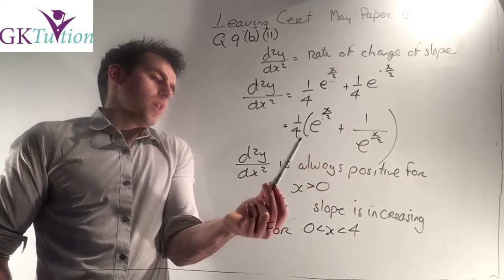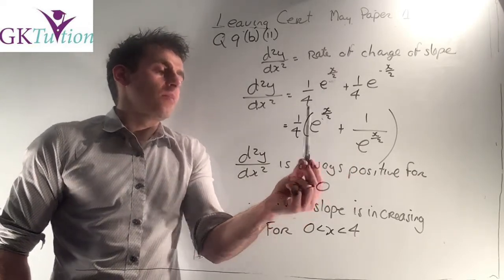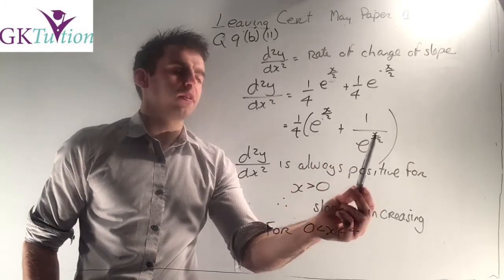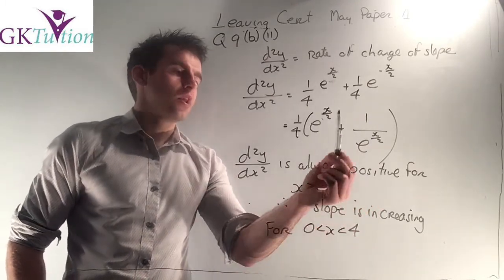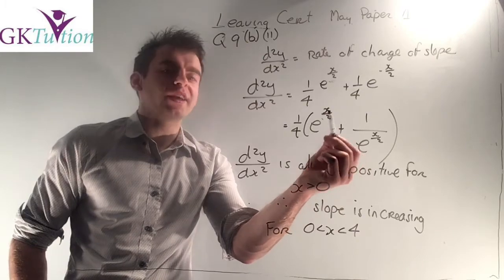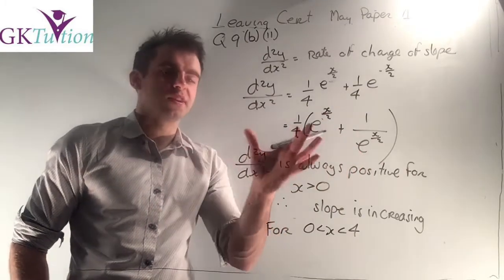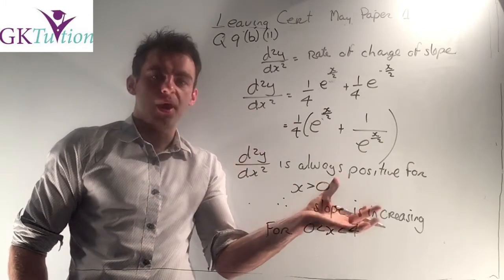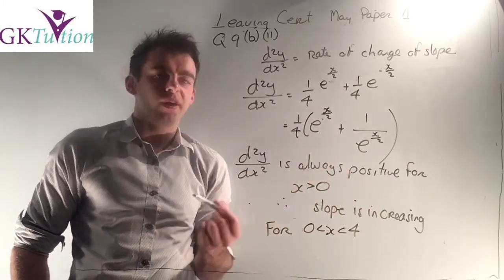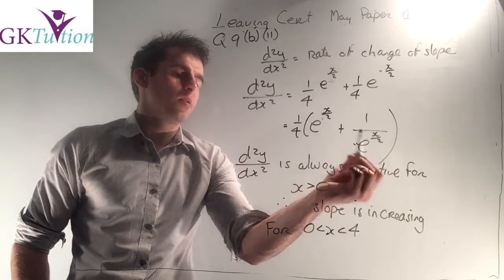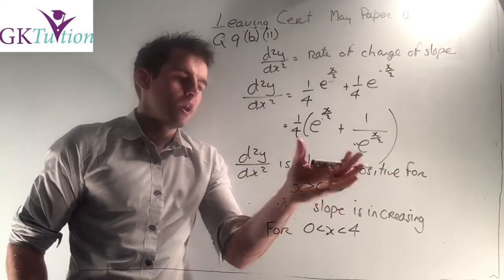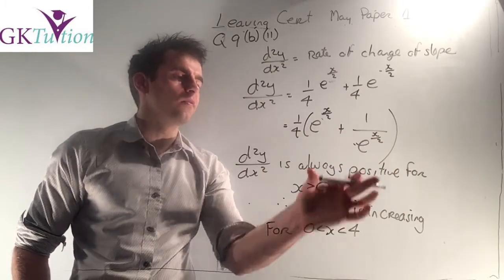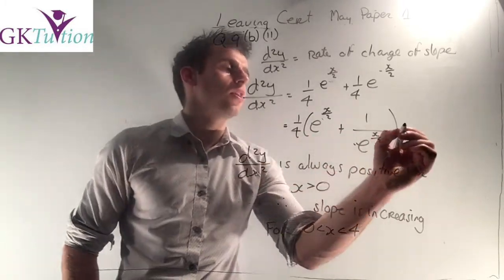You could factorize out 1/4, and if you have e to the power of something, it will always be positive. If you have 1 over e to the power of something, it will always be positive. So in this case, if I sub in any x value between 0 and 4, it's going to be positive, happy days. E to the power of a positive number will be positive. So no matter what I do there, if I sub in any x values between 0 and 4, this will always be greater than 0.